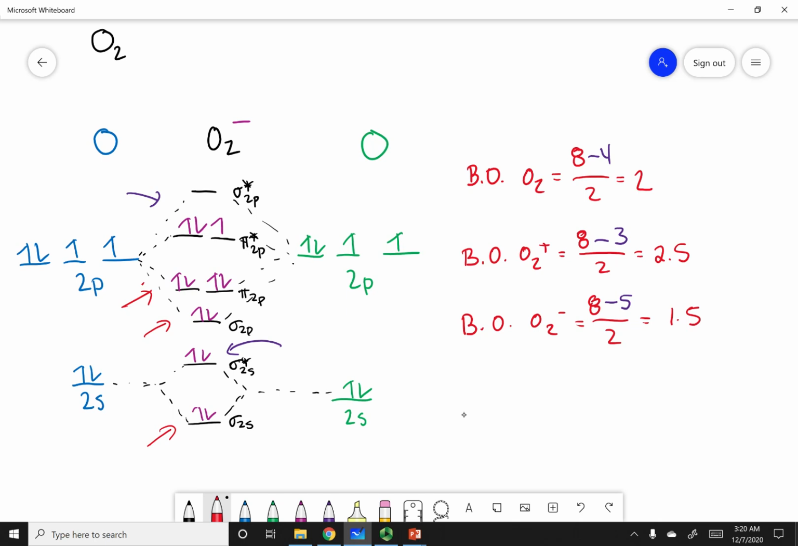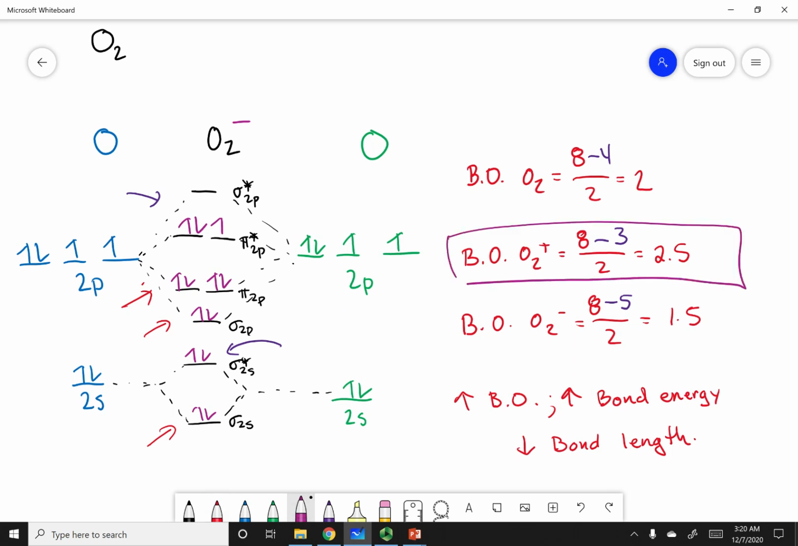Now what you guys should remember is the higher my bond multiplicity is, or in other words, the higher my bond order is, the stronger my bond energy is. And the stronger my bond energy, the shorter my bond length. So in this case, what we see is that O2 plus has the highest bond order. So that means it has the highest bond strength or bond energy, and it has the shortest bond. In fact, experimentally, what we find is that this is the case. O2 plus is the strongest bond, O2 is the next strongest bond, and then O2 minus is the weakest bond.